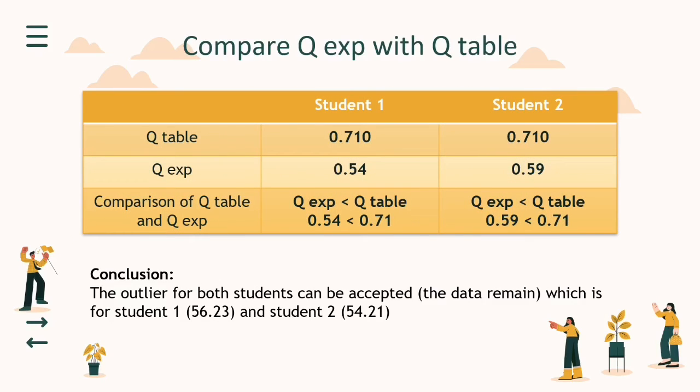So for the conclusion, the outlier for both students can be accepted, and the data mean for student 1 is 56.23 and for student 2 is 54.21.